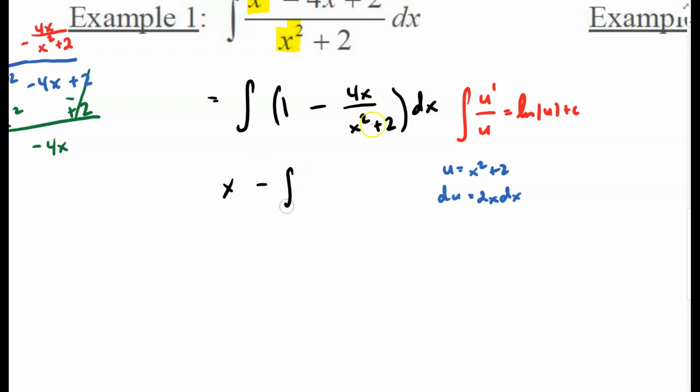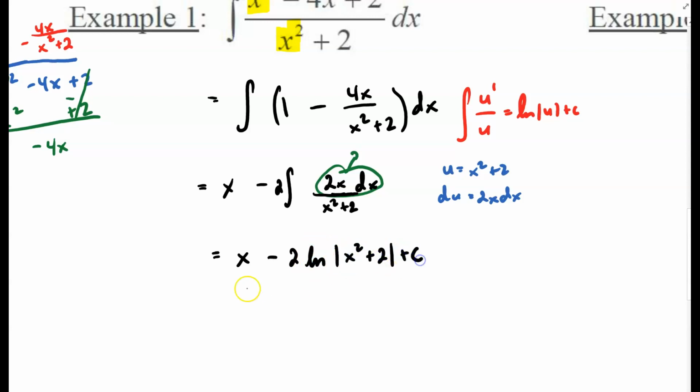Okay, so I can go ahead, minus the integral of, I need a 2x and a dx. So I have 4, so I'm going to pull the 2 out front, and I have over x squared plus 2. Okay, so here is my reverse chain rule that's going away, and I have x minus 2 times the natural log of x squared plus 2 plus c. Okay, and there is integration using long division in order to be able to put it in an integratable form.